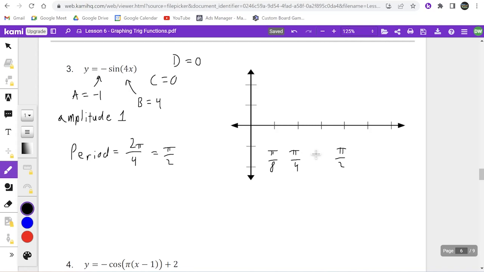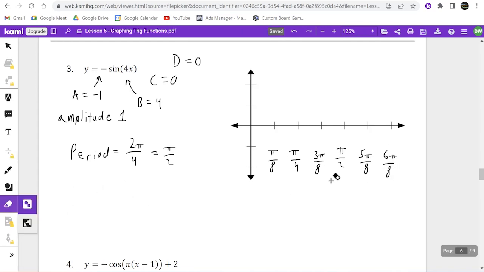And again, that missing one right here, 1 pi over 8, 2 pi over 8, that one's 3 pi over 8. And then if I want to keep going, this is 4 pi over 8, which is pi over 2. Then I've got 5 pi over 8. And then I've got 6 pi over 8, but that just reduces to 3 pi over 4. So I'm going to erase that and write 3 pi over 4 to make it look nicer. Any questions so far?